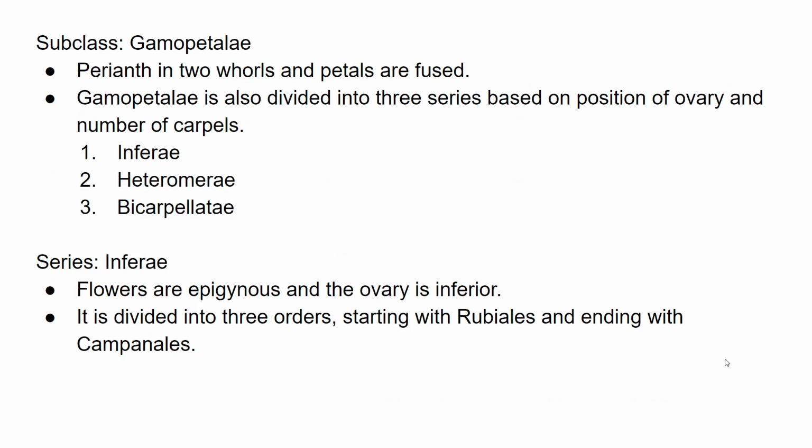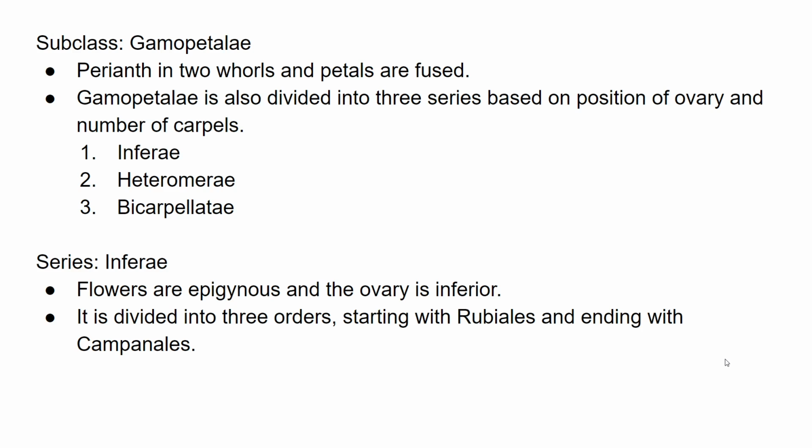Next subclass Gamopetalae. Perianth in two whorls and petals are fused. This condition is called gamopetalous. Gamopetalae is also divided into three series based on position of ovary and number of carpels. They are inferae, heteromerae and bicarpellatae.